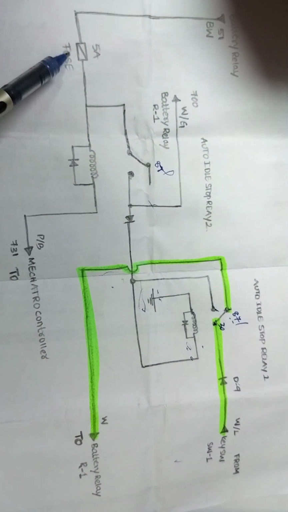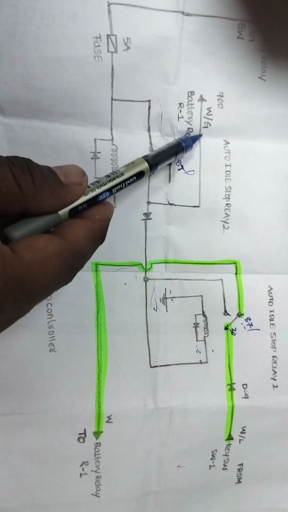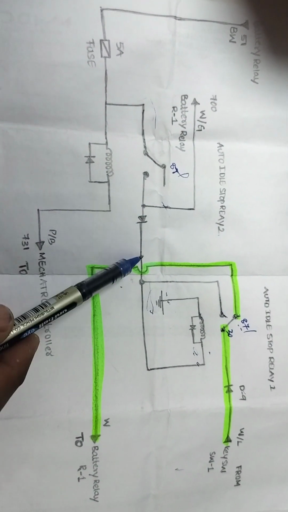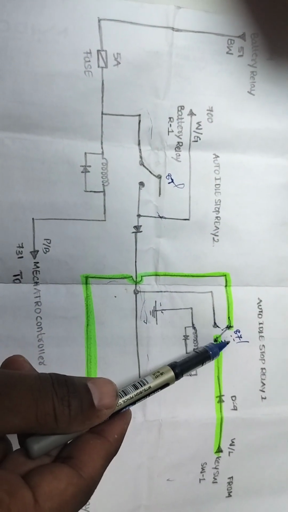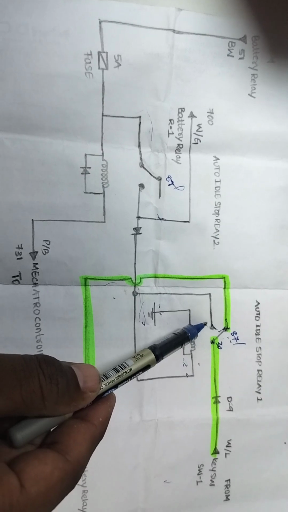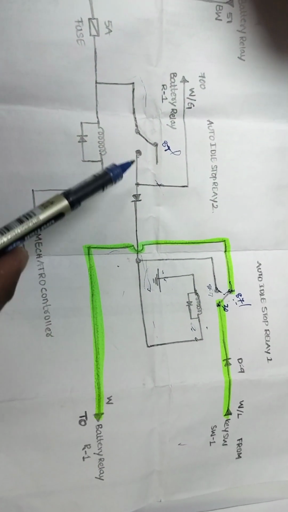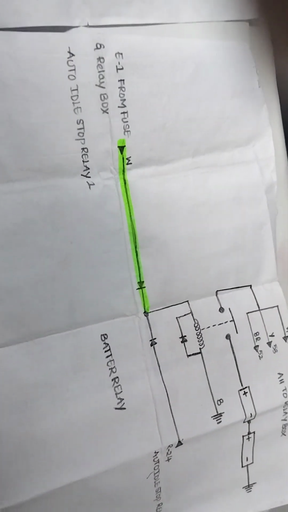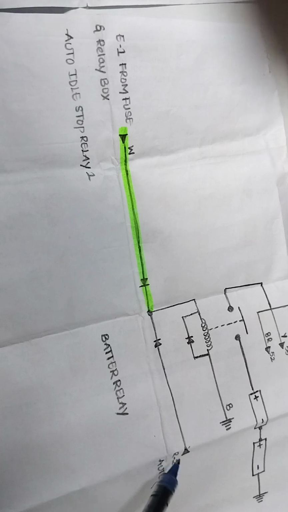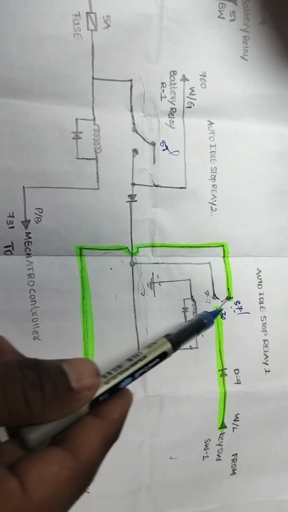At the same time this 5 amp, see, power coming from here, it is shorting here. At the same time it is going to battery relay terminal 1, and at the same time this relay also gets energized, and it is shorting from 87 to 87 dash to 87. Then also power comes here. See, from here the power goes to the battery relay to this area, and from this area also it is going to the battery relay.